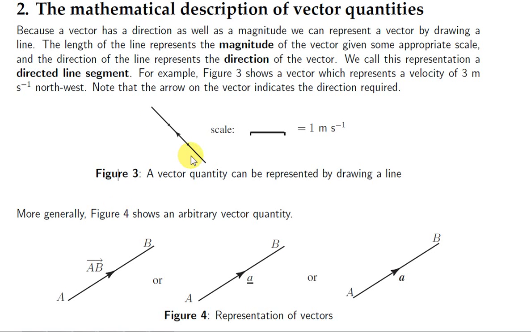A vector is an object that has both magnitude and direction. The length of the vector gives the magnitude of the vector. Here's one way to represent a vector. The tail of this vector is at A, the head is at B, so we can call it AB and write an arrow over it. We could also use a letter that's underlined, or a letter in bold.